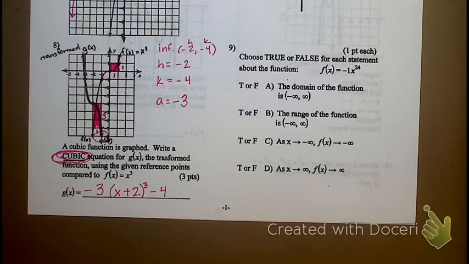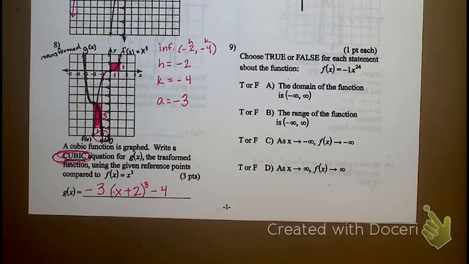Okay, questions there? Yes? If the horizontal shift of the box wasn't 1, what if it was 2? How would you like to do it? If there was a horizontal shift of 2, you would put 1 over 2 right in here, because that would be your B value.